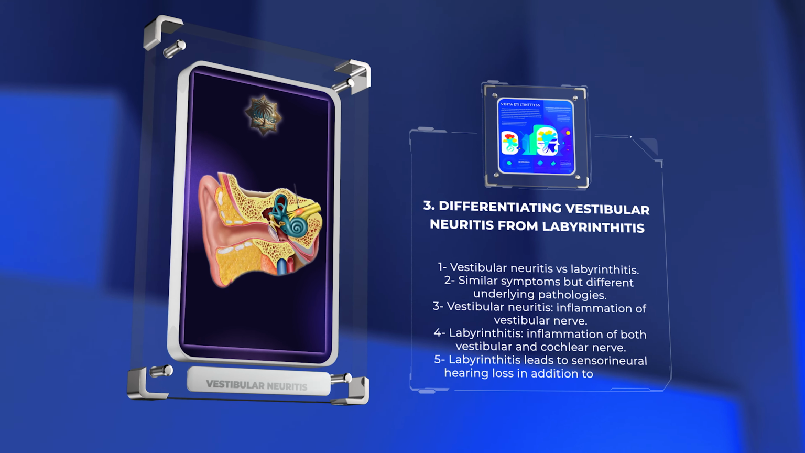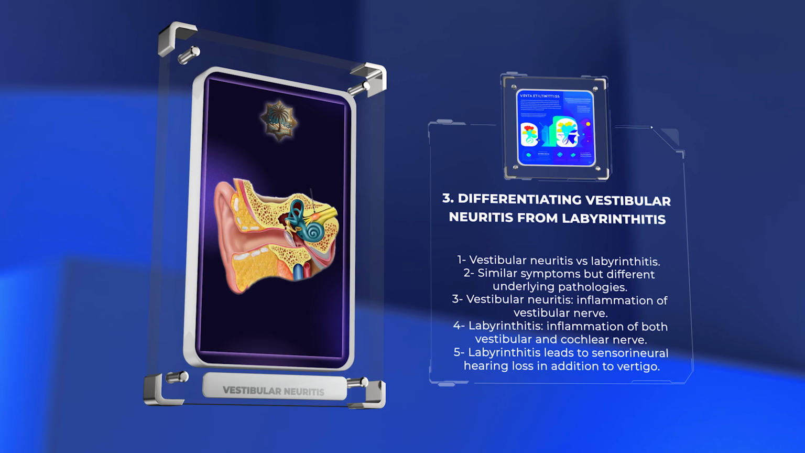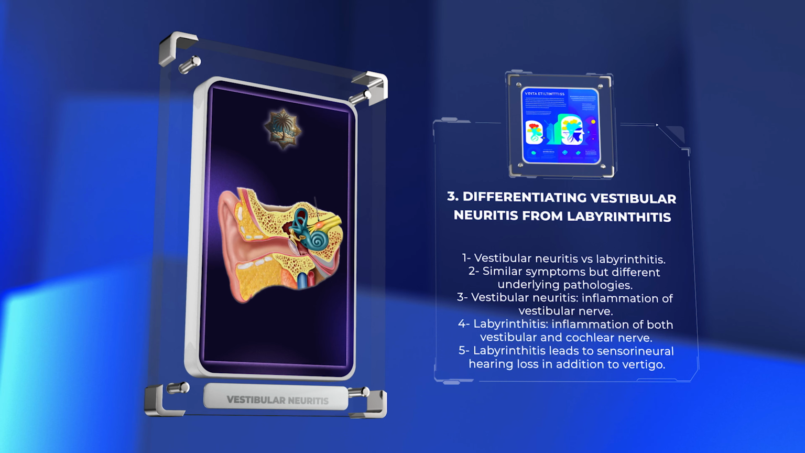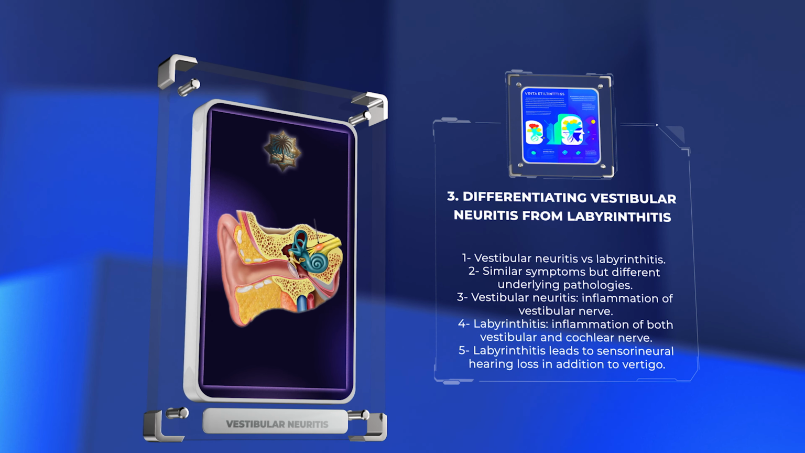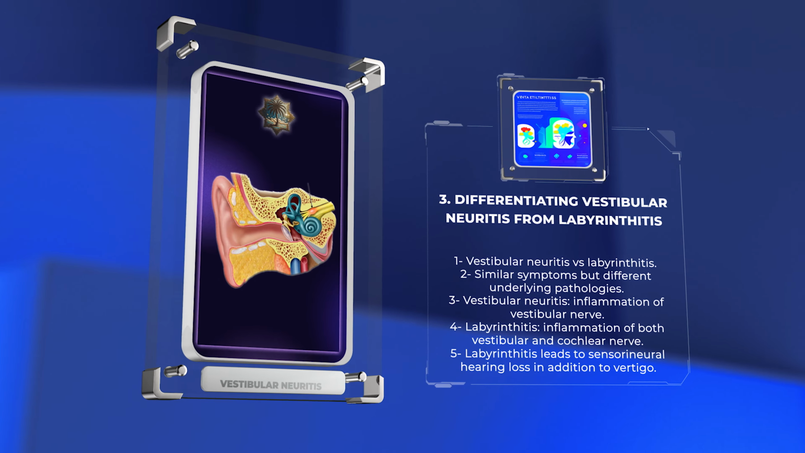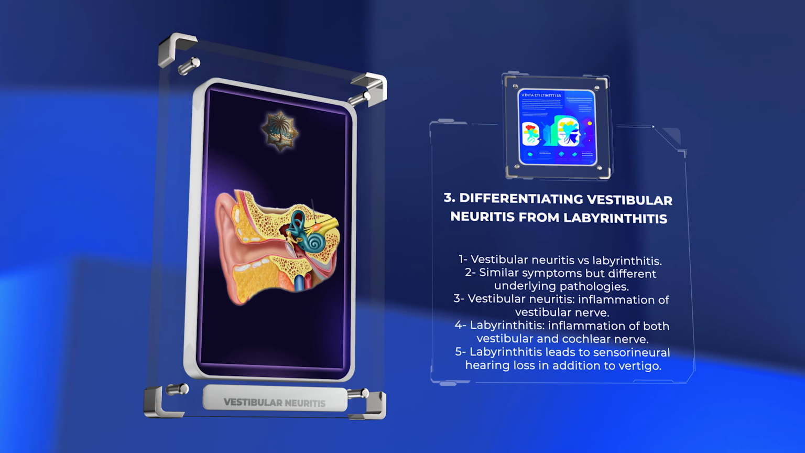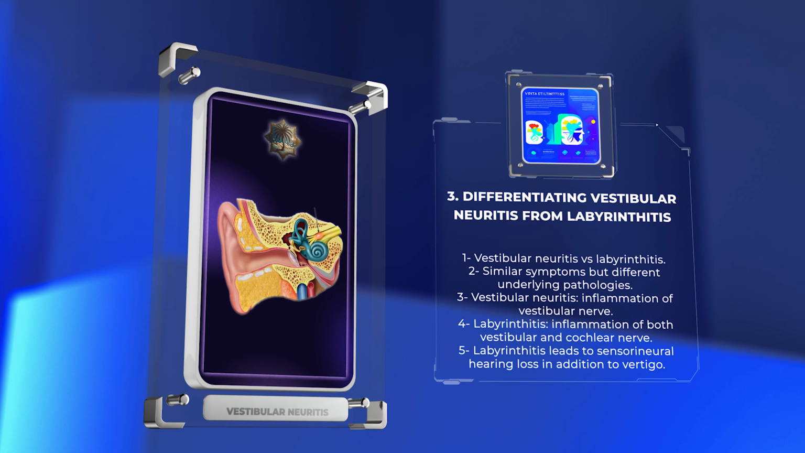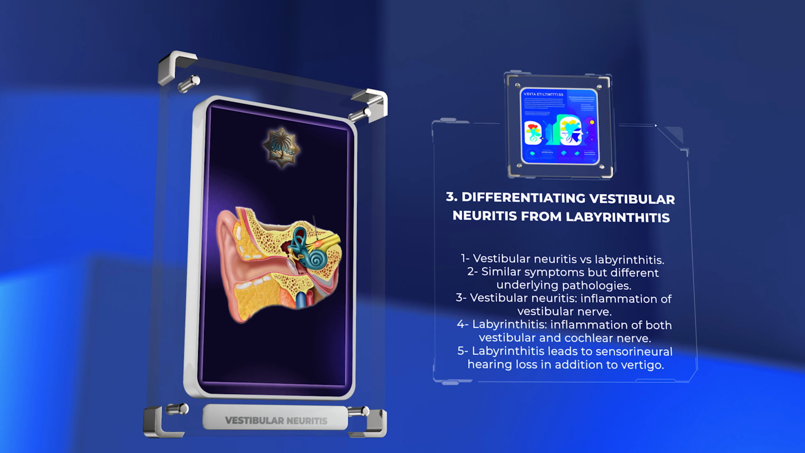3. Differentiating vestibular neuritis from labyrinthitis. It is essential to differentiate vestibular neuritis from labyrinthitis, as both conditions present with similar symptoms but have different underlying pathologies. While vestibular neuritis involves inflammation of the vestibular nerve alone, labyrinthitis encompasses inflammation of both the vestibular nerve and the cochlear nerve. This additional involvement of the cochlear nerve in labyrinthitis leads to sensorineural hearing loss in addition to vertigo. Understanding this distinction allows for appropriate treatment and management strategies.